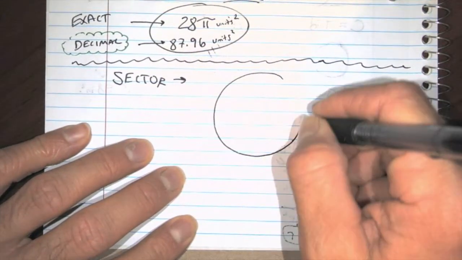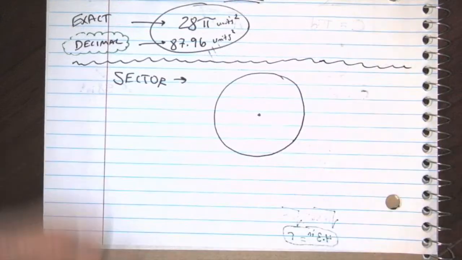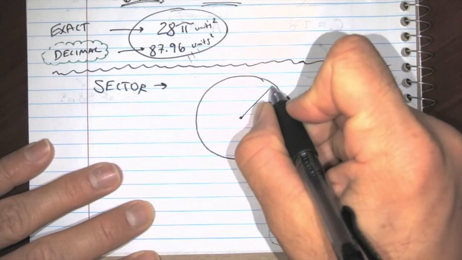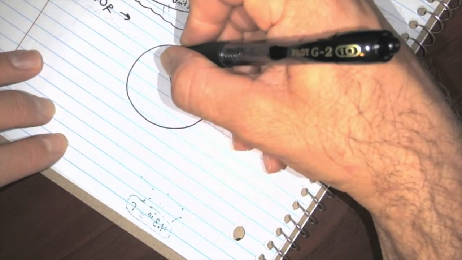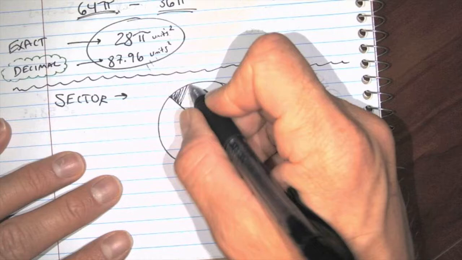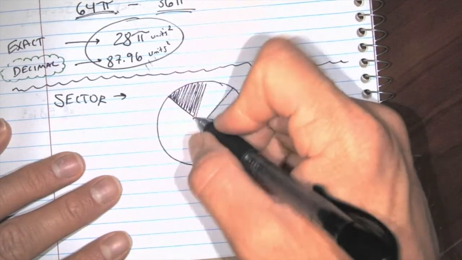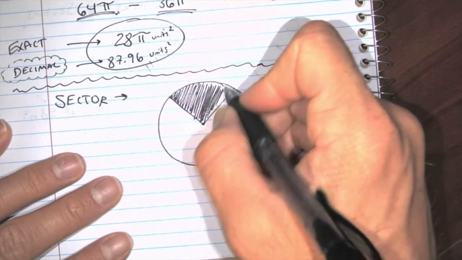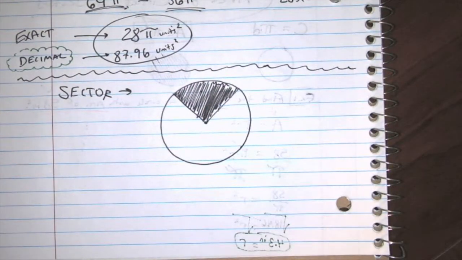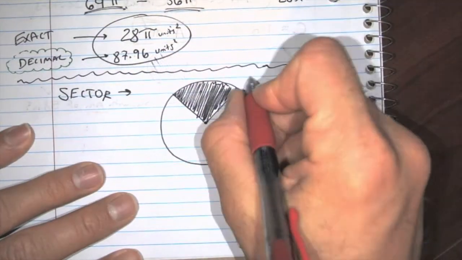So if you drew a circle and you gave your circle a center, and let's draw a slice of pizza. It's a big slice of pizza. And you shade that in. We're not going to shade the whole circle because that would be the area of the circle. And let's say I don't want to eat the whole area of the circle. I just want to eat this piece of pizza. That is what we call a sector of the circle.